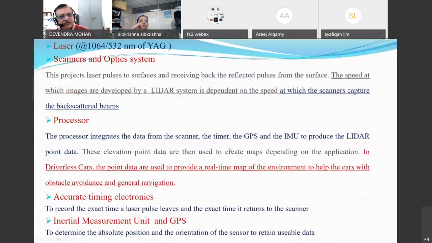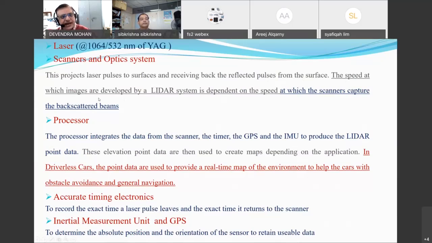Now, what are the components of LiDAR? There are 5 important components in this. One is the laser source. So far in LiDAR, we are using a YAG laser, either 532 or 1064 nm or both. And there are scanners and an optic system. This projects laser pulses to surfaces and receives back the reflected pulses from the surface.